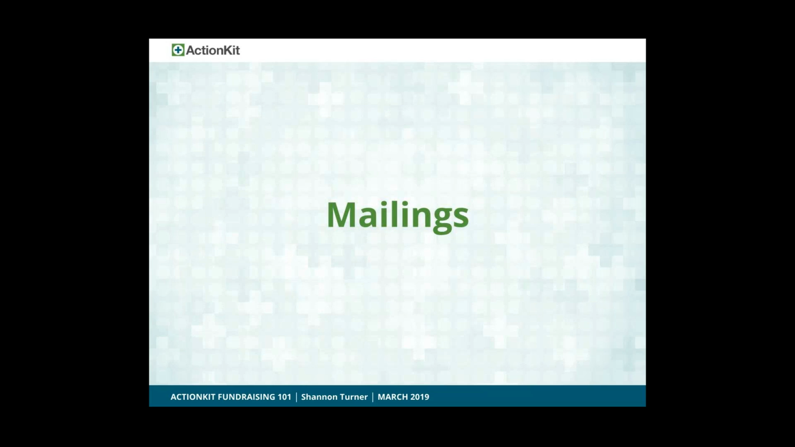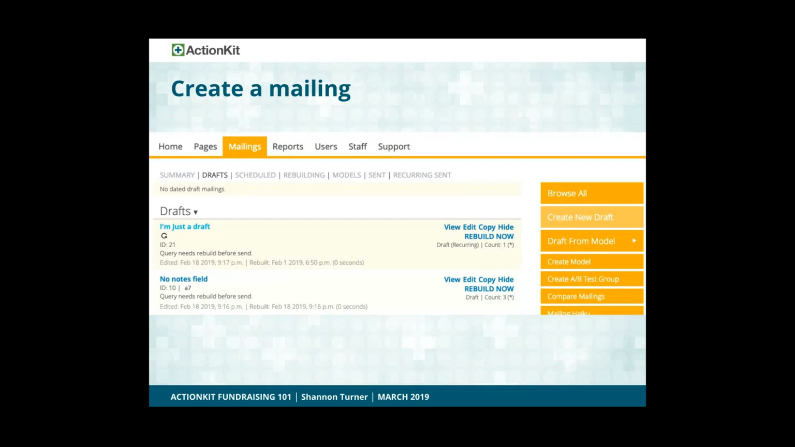So next, we're going to walk through creating a mailing. And just like the last section, even if you fundraise primarily through ActBlue, I think you're still going to find this section really useful. From the Mailings tab, we're going to click Create New Draft on the right-hand side to begin creating a new mailing.